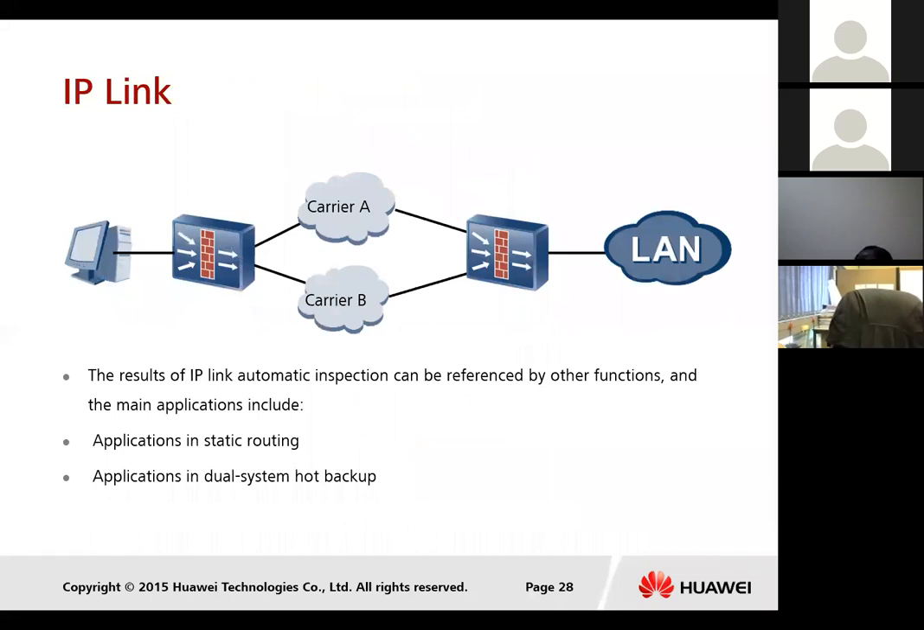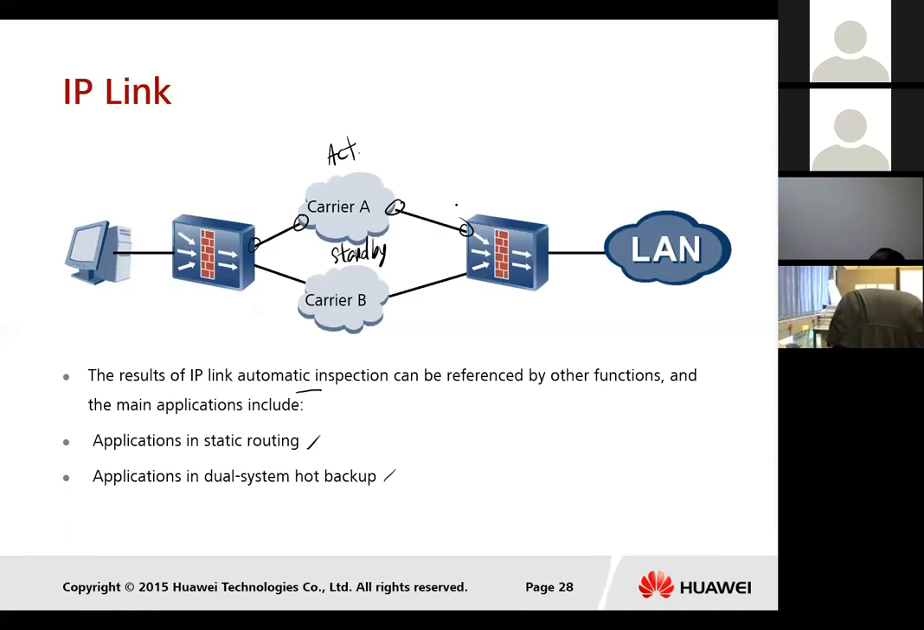As well as the one called IP link. The result of IP link is an automatic inspection, which can be referred to by other functions, and the main applications include the static routing and the dual system hot backup. So this IP link is just to keep track of whether your connection is active. Let's say this is active, and that is standby. So how are you going to detect and make sure that the link is always up? I'm going to send an ICMP to make sure that the link is reachable.